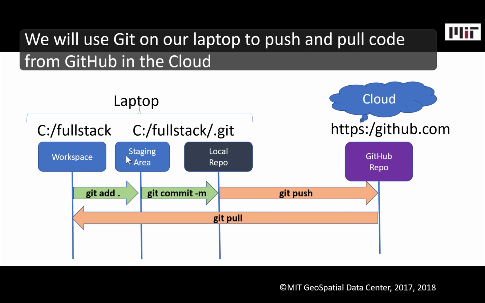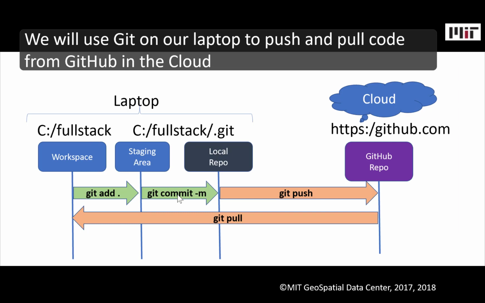But now what's going to happen when we clone is it's going to set up the staging area where we're going to do git add, and then from that we're going to do a git commit and then a git push to push it back to the repository. So that's the kind of cycle that we're going to go through.